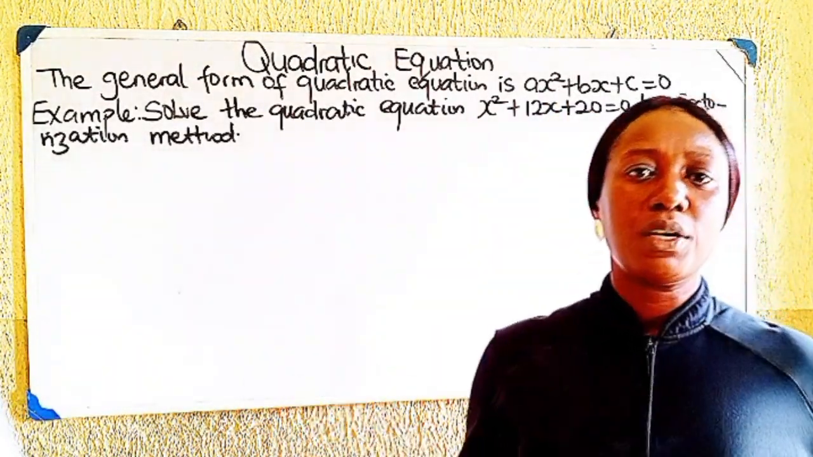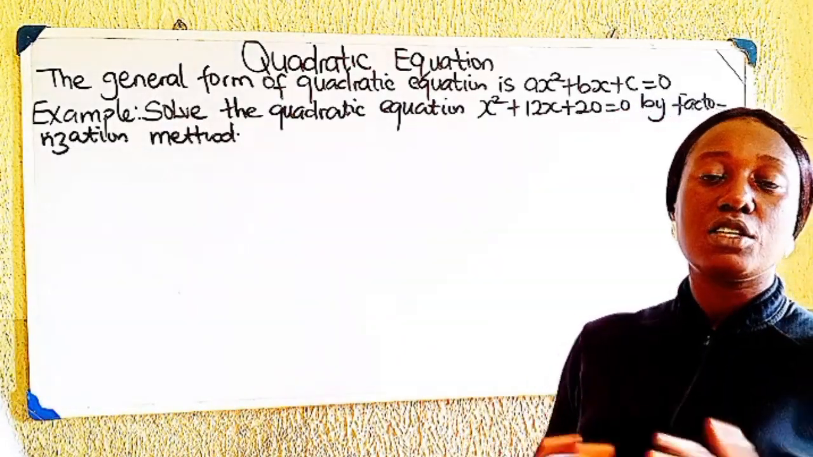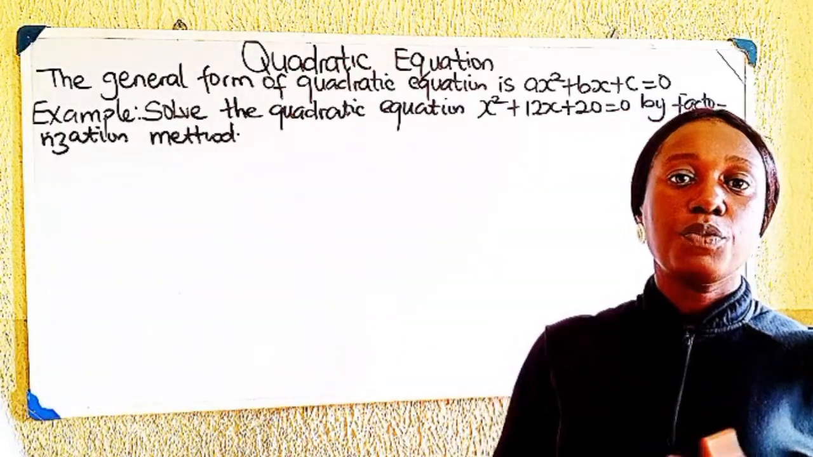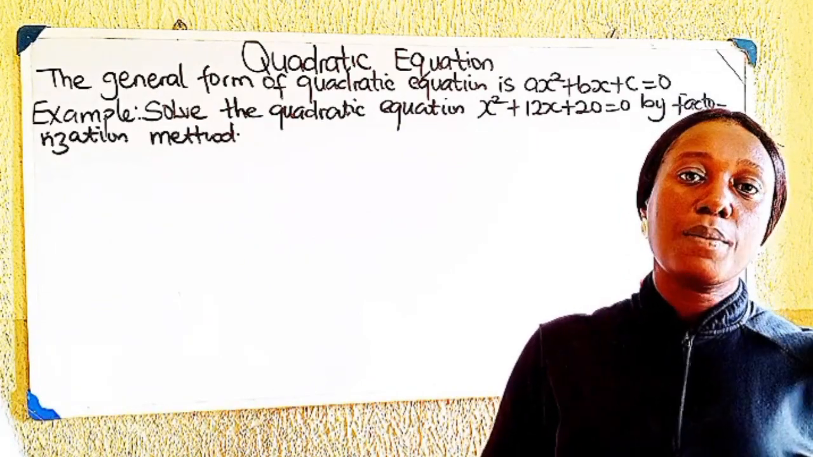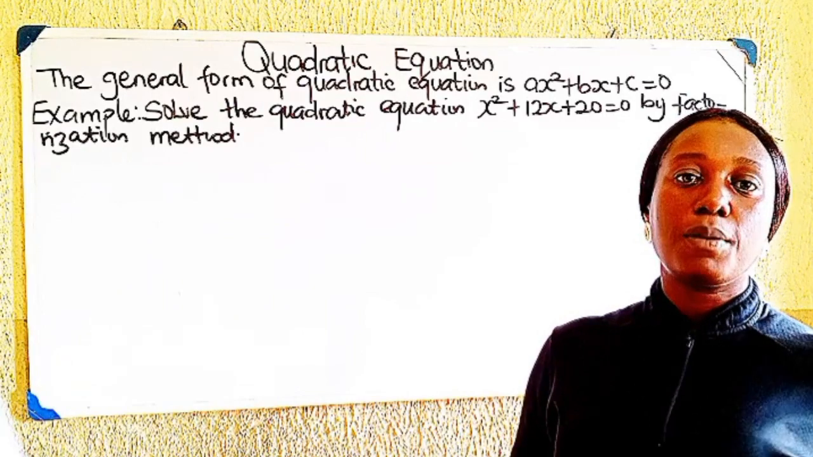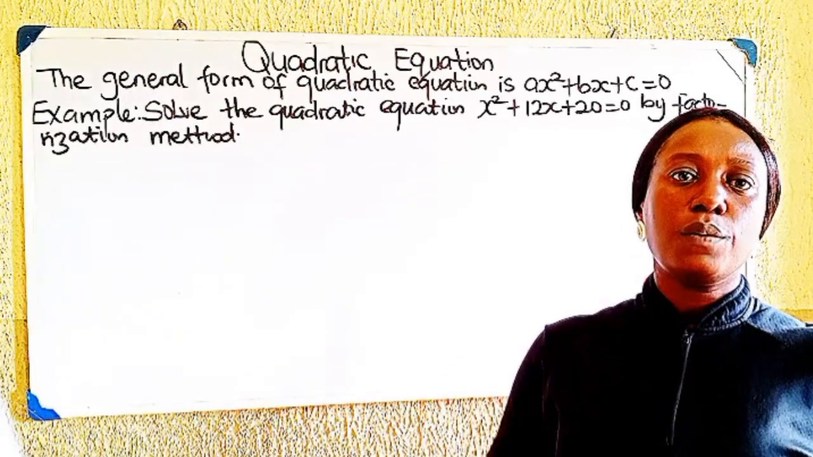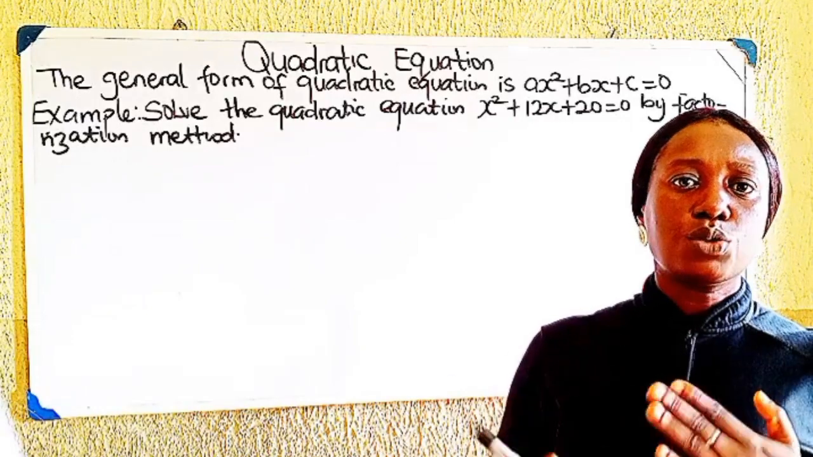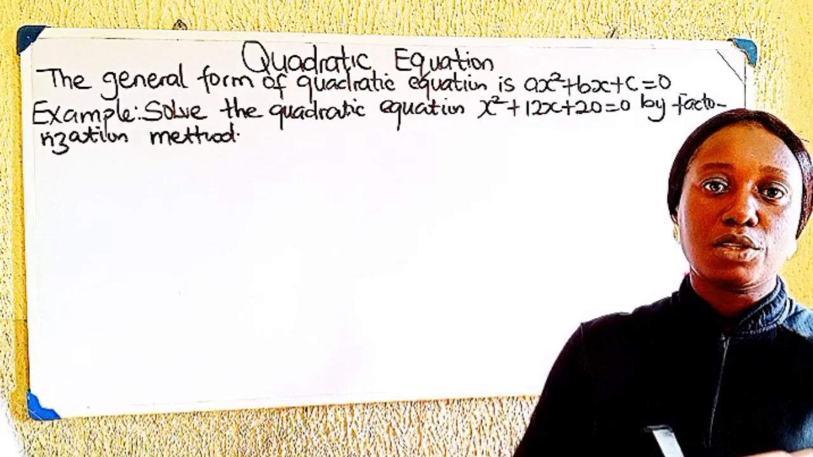Now we have different methods, like 4 methods we can use to solve a quadratic equation. They are using the factorization method, using the completing the square method, using the quadratic formula method, and using the graphical method. Now we are going to see how to solve a quadratic equation using the factorization method.